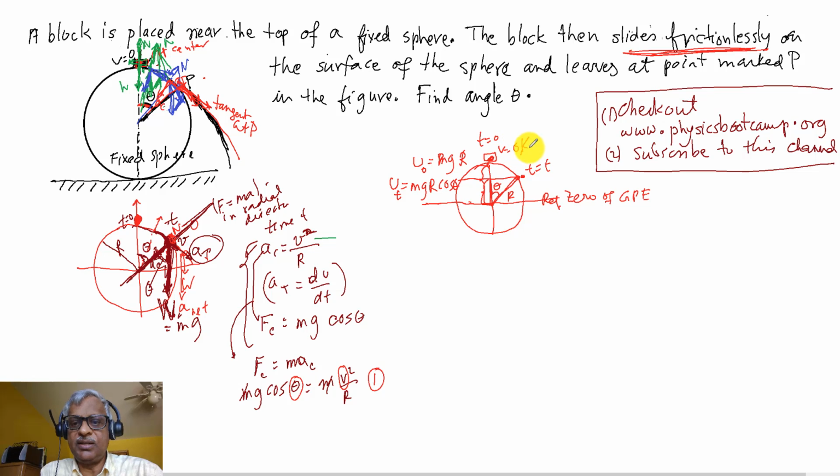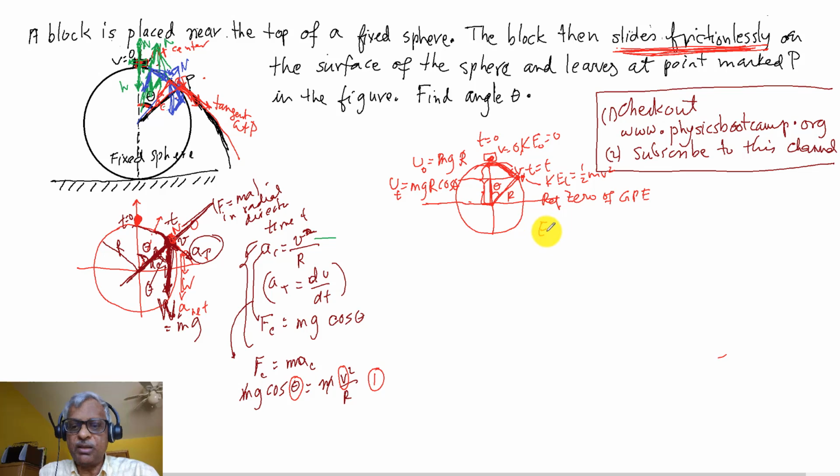V is 0, so kinetic energy at 0 is 0. At that point we assume the speed is v, so kinetic energy at this time is half mv square. And from here to here, when it moved, we assume there is no air drag. The speed is so low that air drag will be negligible. The only thing that could have extracted some energy is the surface, but because this is frictionless, there is no energy loss between when it was here and when it was here.